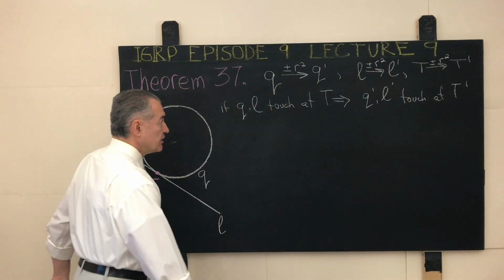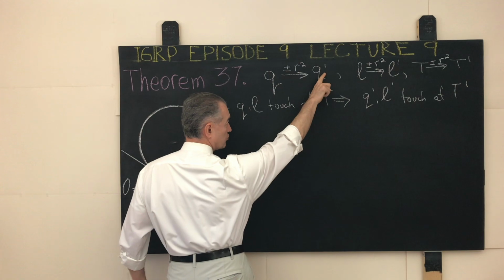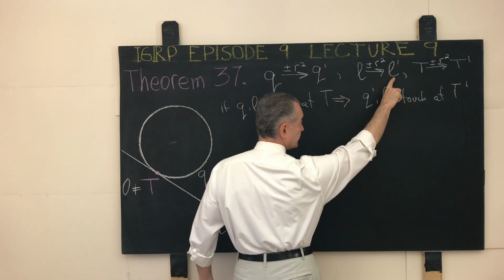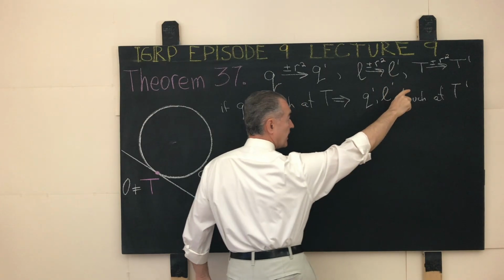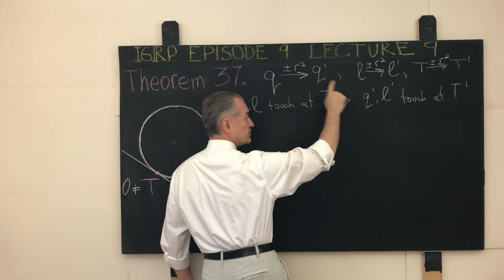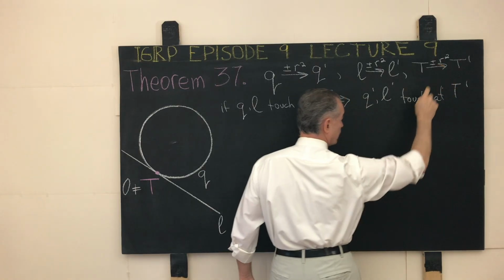then the circle Q will be taken into its image Q prime. The straight line L will be taken into its image L prime, and the point of tangency of the circle Q and the straight line L will be taken into its image T prime.